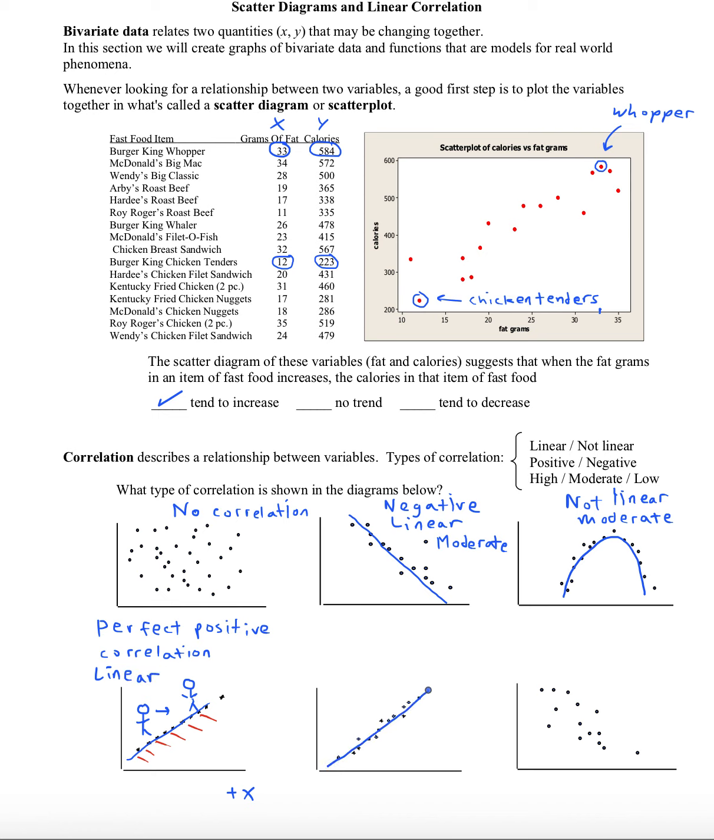The next one's similar, but it's not perfect correlation. I'm going to call it high correlation. It is linear and positive.